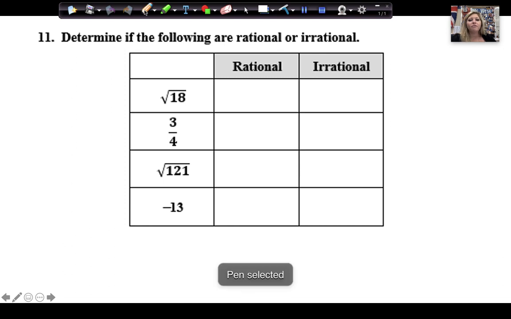Okay, determine if the following are rational or irrational. I do not know the square root of 18, so that is irrational. 3/4 is a fraction, so that's rational. The square root of 121 is 11, so that is rational. And -13 is rational. Okay.